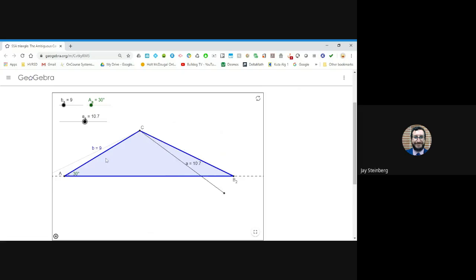And you know what happens? I think that happens at exactly 9. A little bit less than 9, equal to 9, bigger than 9. Then we don't have the SSA anymore. We have long side, little side, and angle. That's only one triangle, not ambiguous.